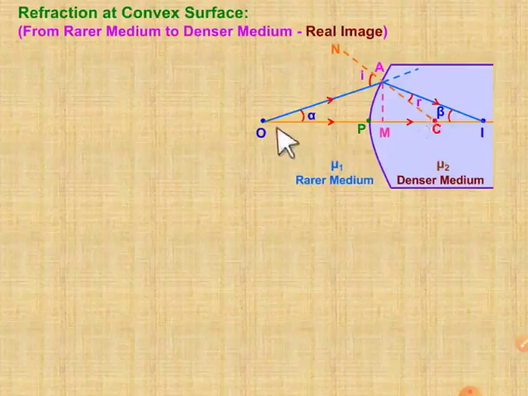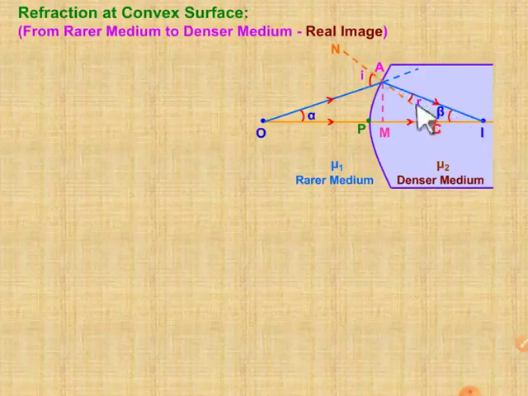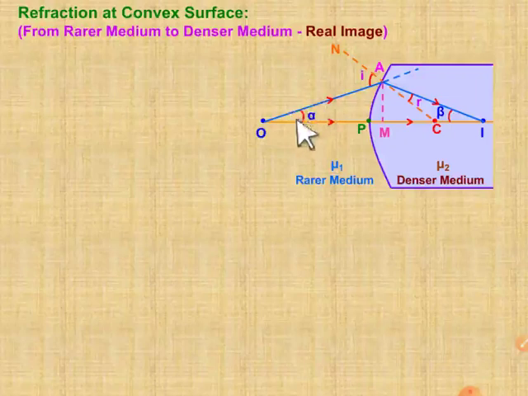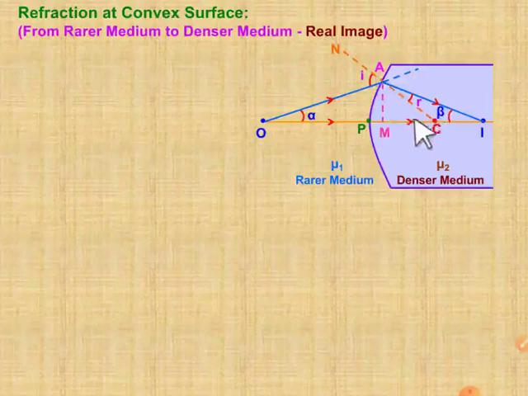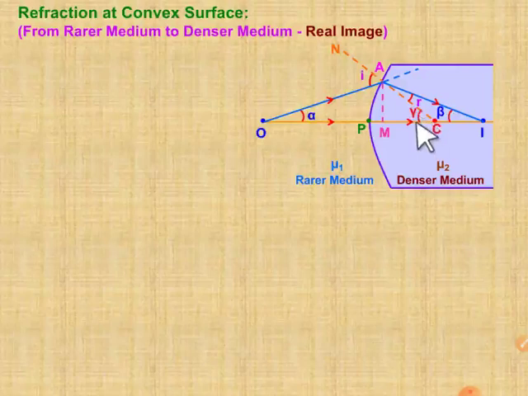So for object it will be the incident ray. For image it will be the refracted ray. For center of curvature it will always be the normal. I am repeating again: the angle formed by the incident ray with the principal axis will be taken as alpha. Clear? The angle between the refracted ray and the principal axis will be called beta. The angle between the normal at the center of curvature and the principal axis will be called gamma. Got it? Like this.